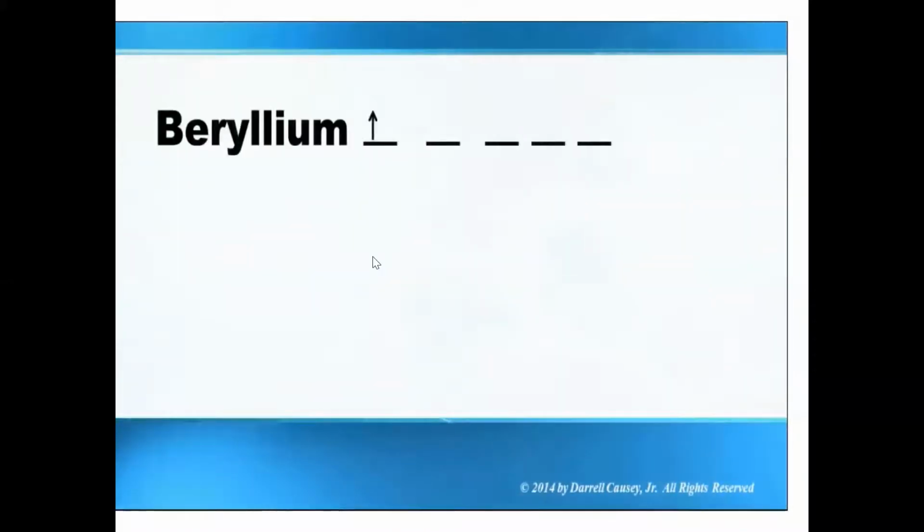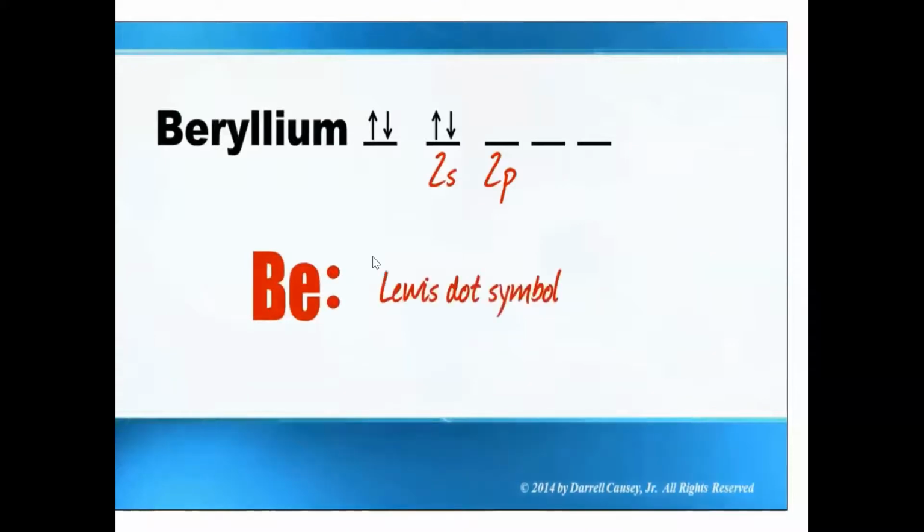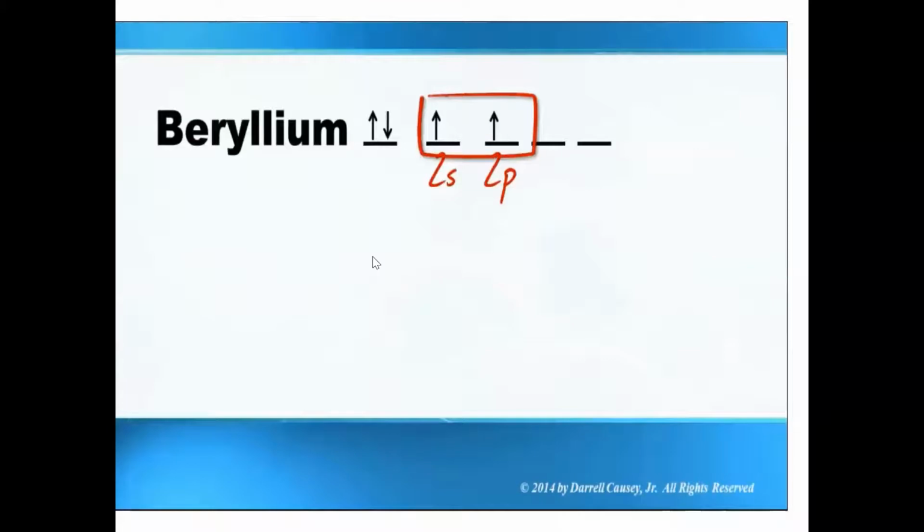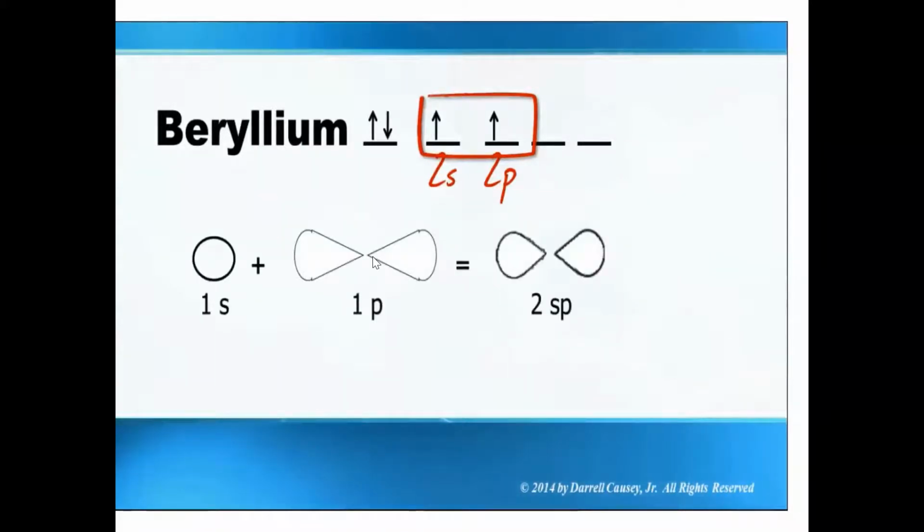Beryllium has an electron configuration and 2 outer shell electrons, but we know that it makes 2 equal bonds. So what happens here is, even though this is our Lewis dot symbol, when it bonds we get these 2 separate bonds and they're equal. Therefore, there must be some hybridization, and so one of the s electrons jumps up into the p, and then they combine to give us 2 brand new sp orbitals, and it's a linear molecule.